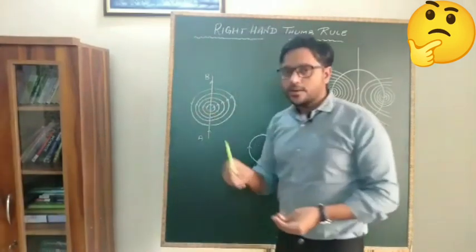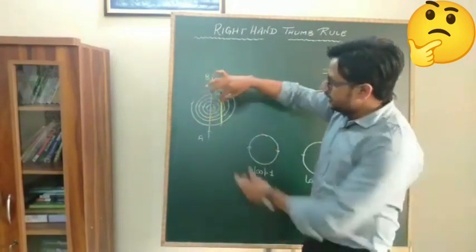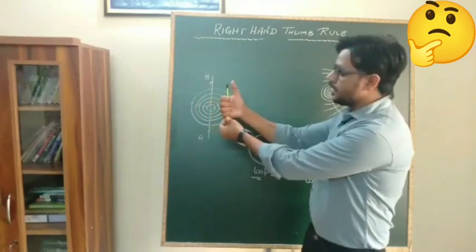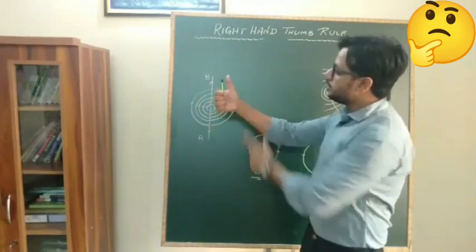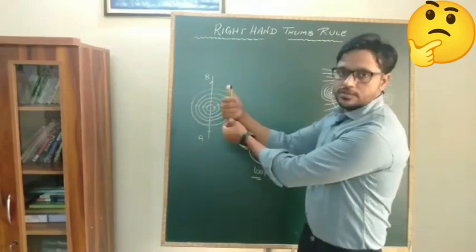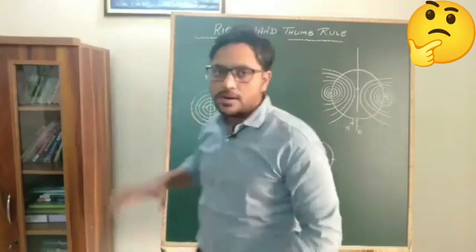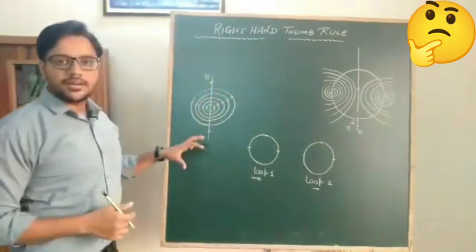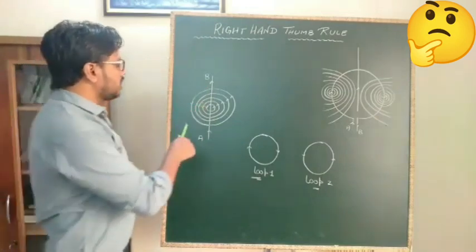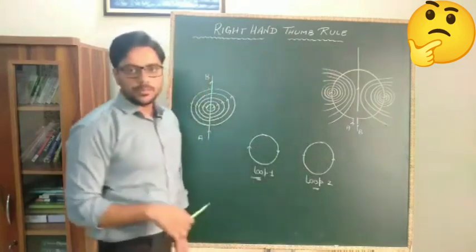We will place this conductor here and we will imagine that we are holding it with our right hand in such a way that the thumb is in the direction of current, then the curvature of fingers will point to the direction of magnetic field. So this is the pattern shown by the magnetic field in case of a straight conductor, and the direction of this magnetic field will be given by the right hand thumb rule.